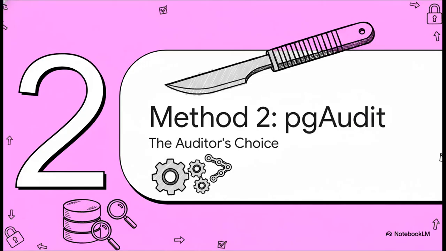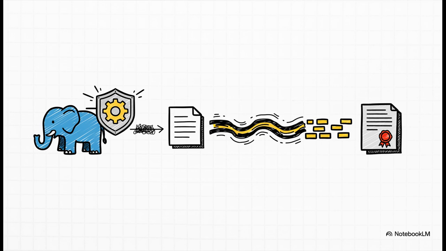Okay, let's move on to method number 2. If the default log is a blunt tool, then pgAudit is the precision instrument. It's the purpose-built solution, and it's pretty much the community standard for anyone doing serious auditing. So pgAudit is an extension that basically plugs into PostgreSQL's existing logging system and just supercharges it. It's designed from the ground up to create the kind of detailed, structured, and filterable logs that regulators and auditors are going to ask for.